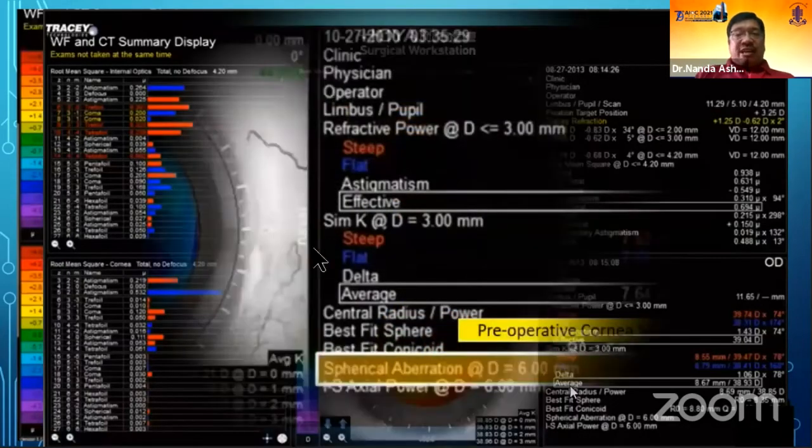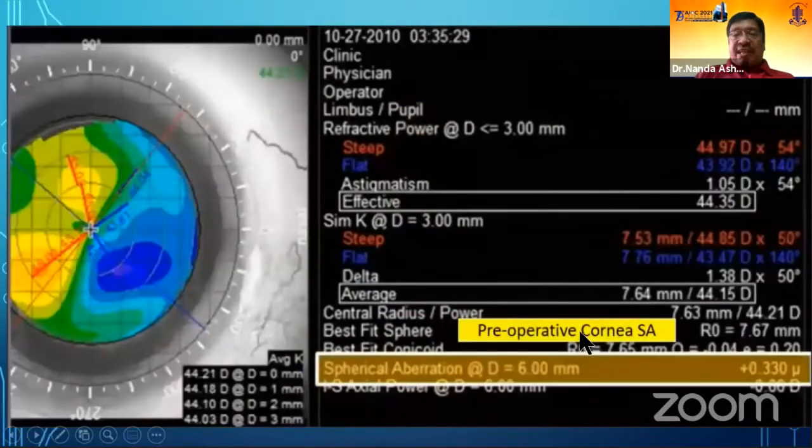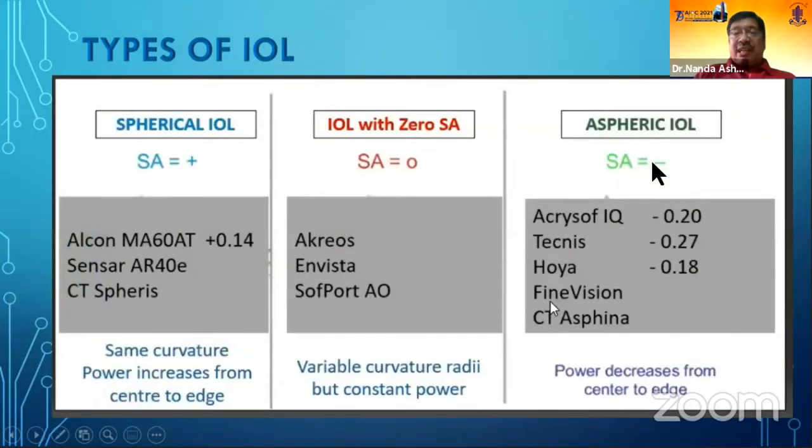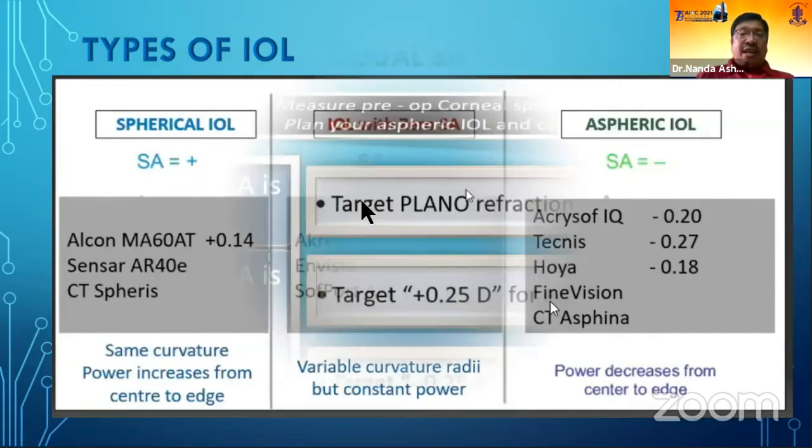In addition to the higher order aberration, you must look into corneal spherical aberration, which is expressed mostly as a plus number. Try to neutralize it with appropriate IOLs. For a plus spherical aberration, use a negative spherical aberration IOL. And for others, accordingly, choose your IOL appropriately.